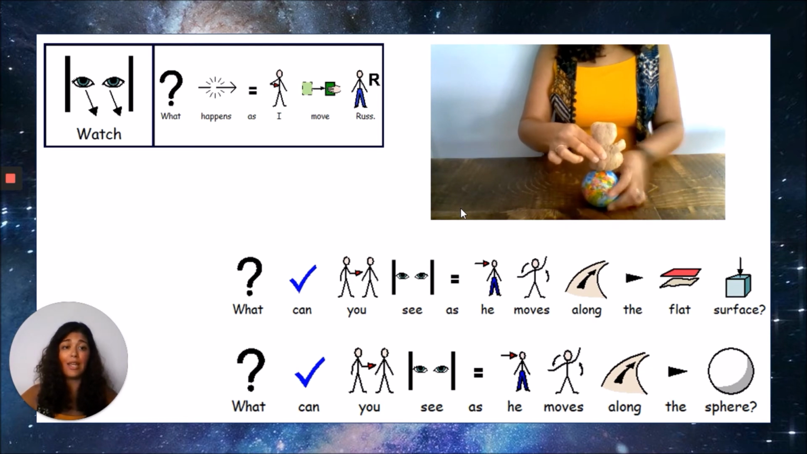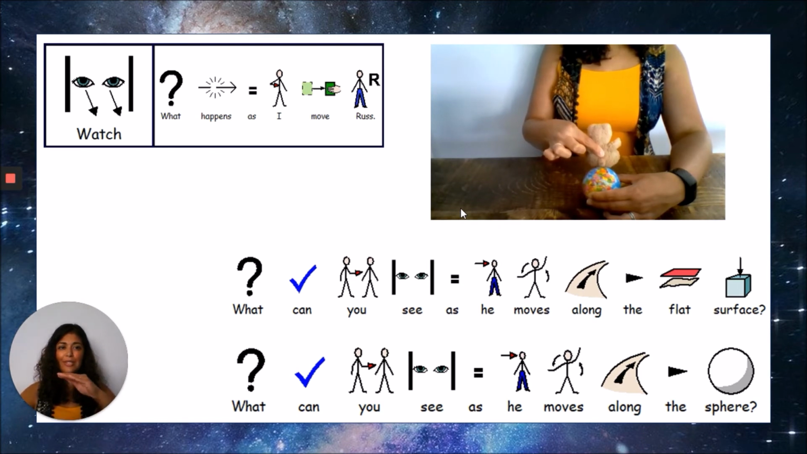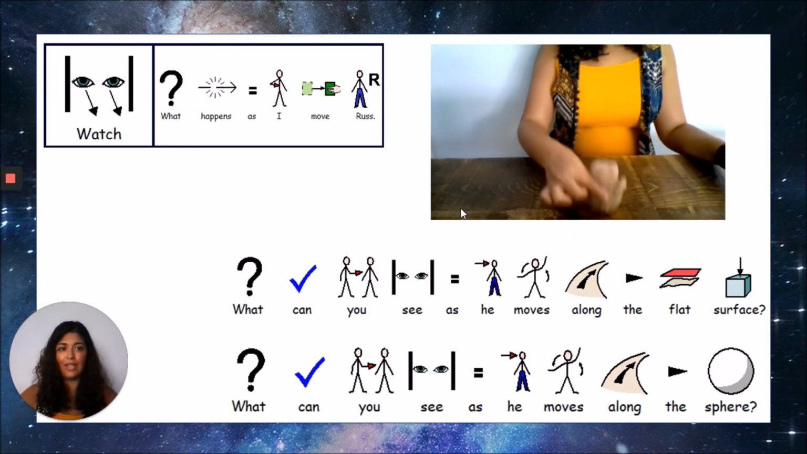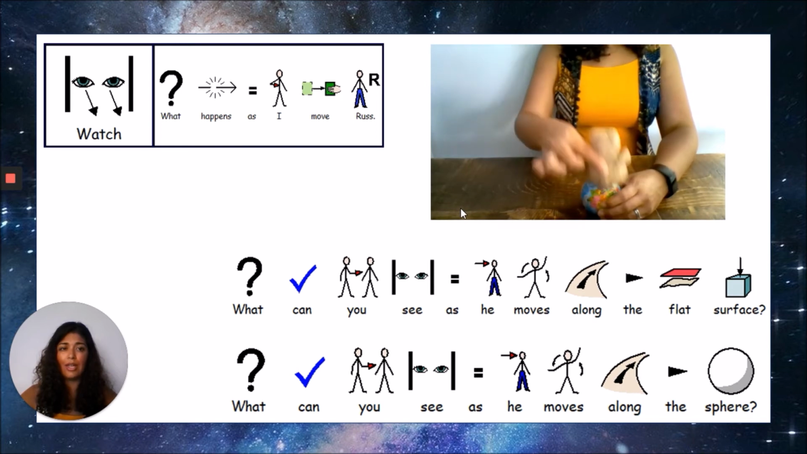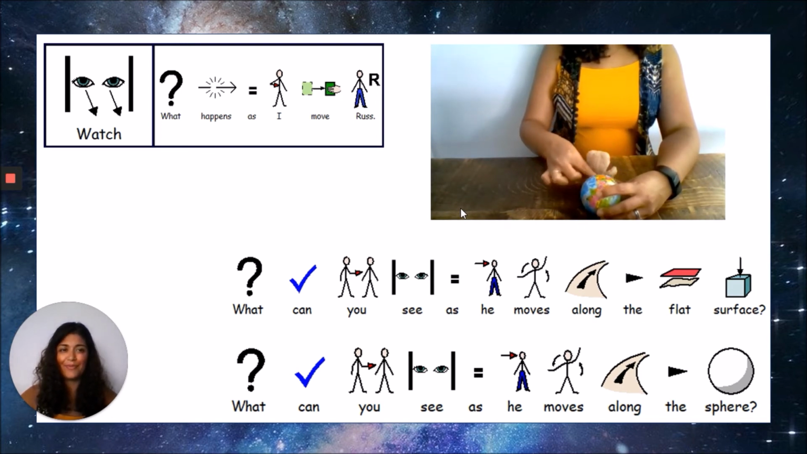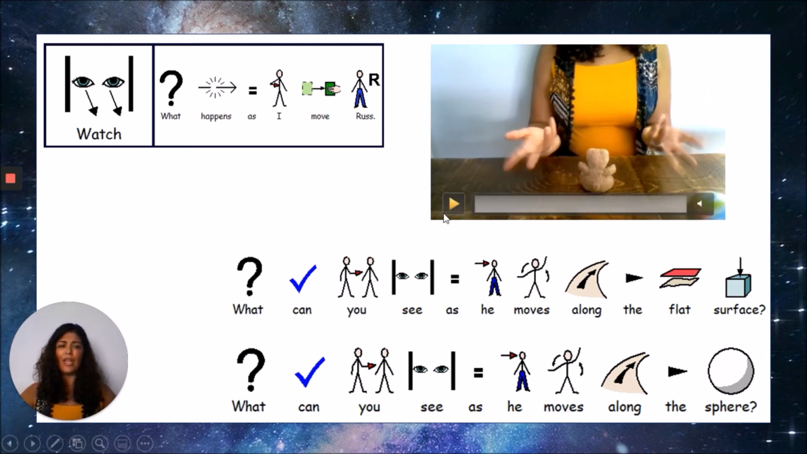So he's going to just move in the same direction. Notice what happens. Did you see? Let's watch again. Can you see his bottom is disappearing under that line of the sphere? Watch again what happens on a flat surface and watch again what happens on the sphere. So why do you think that is?